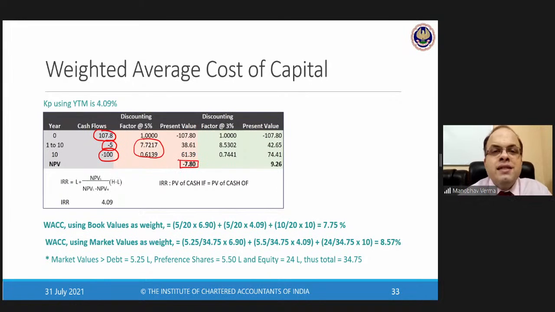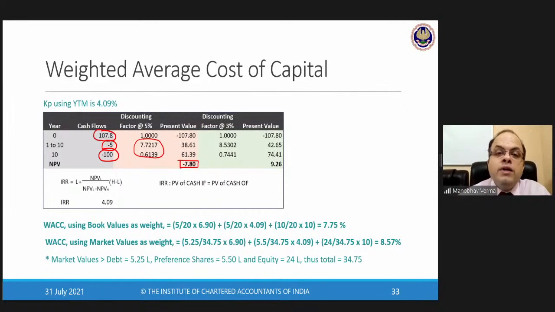Negative 7.8. I just want to hold on for everyone who is with me or lagging behind slightly. Just want to wait if you guys have any doubts. Now, if we are getting a minus 7.8 here, that means for the next discounting for YTM, we have to lower down the number. Of course, we can try for 4%, 3%.